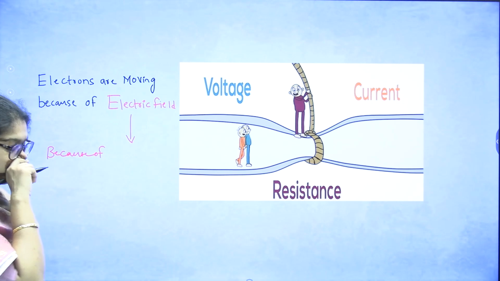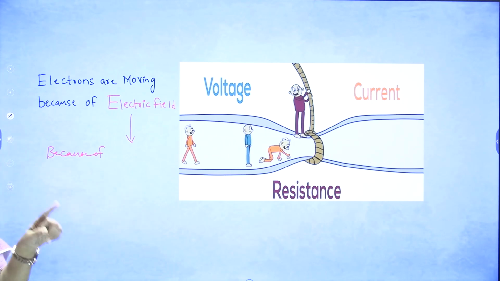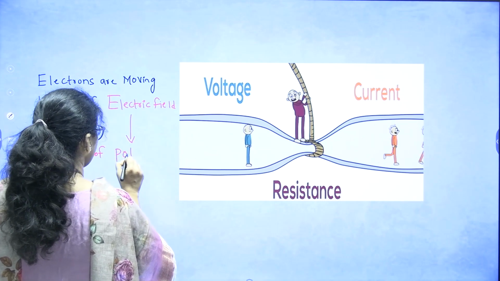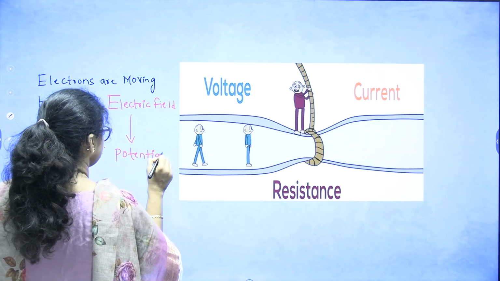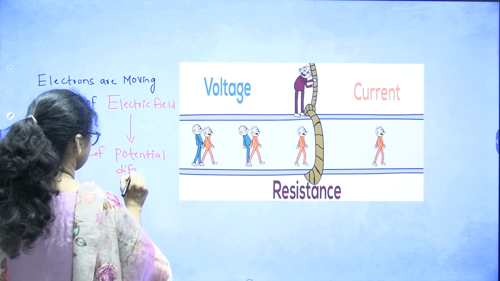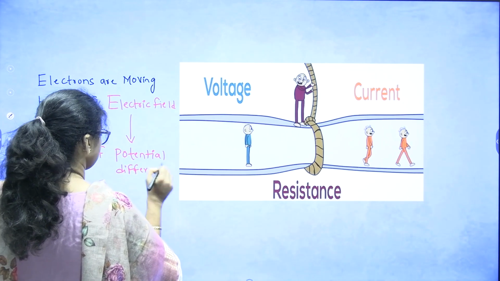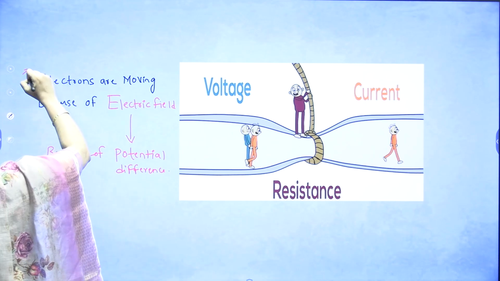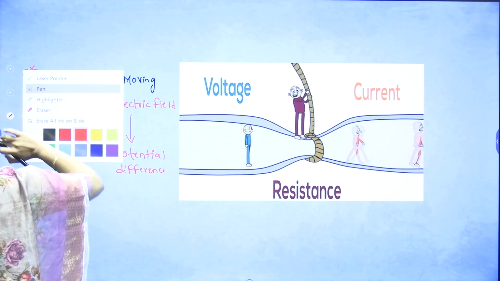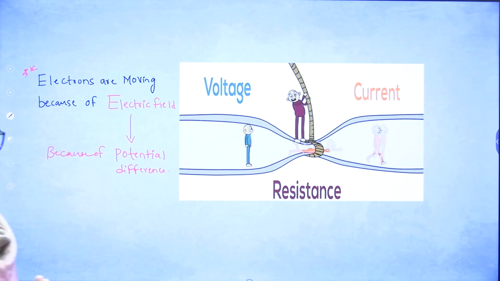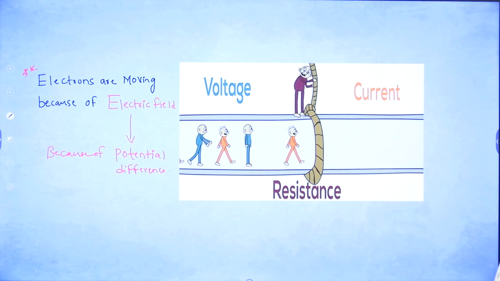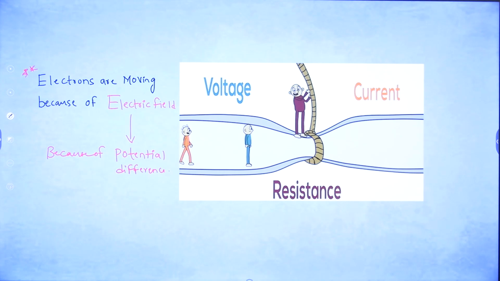potential difference. How has that potential difference been obtained? By connecting a battery. Because of potential difference. Clear? So this is a very important statement. Electrons are moving because of the electric field, and the electric field is established because of the potential difference.